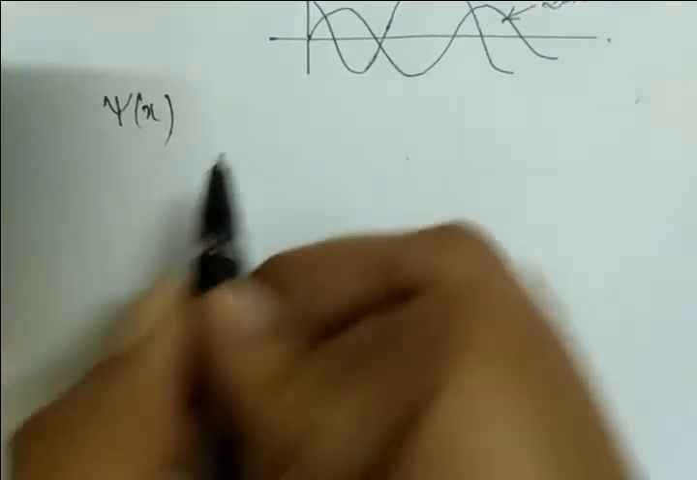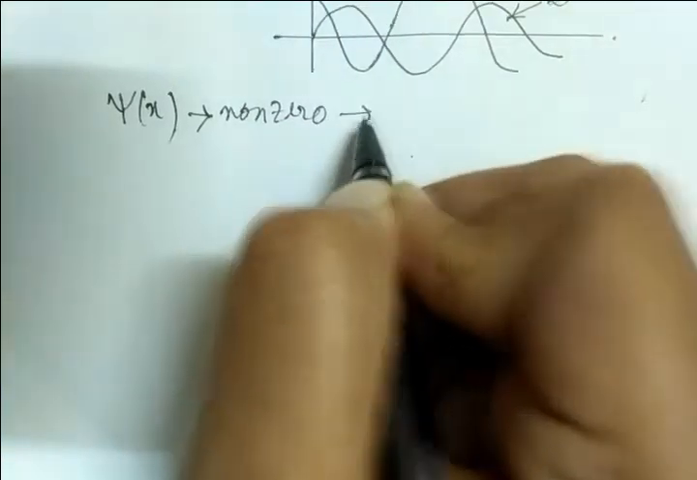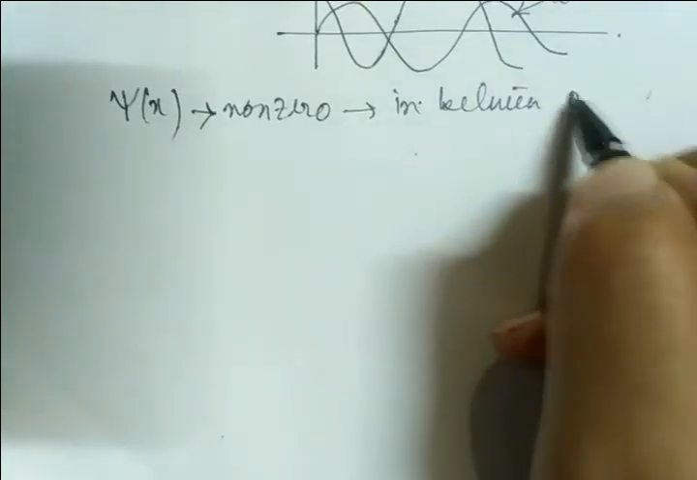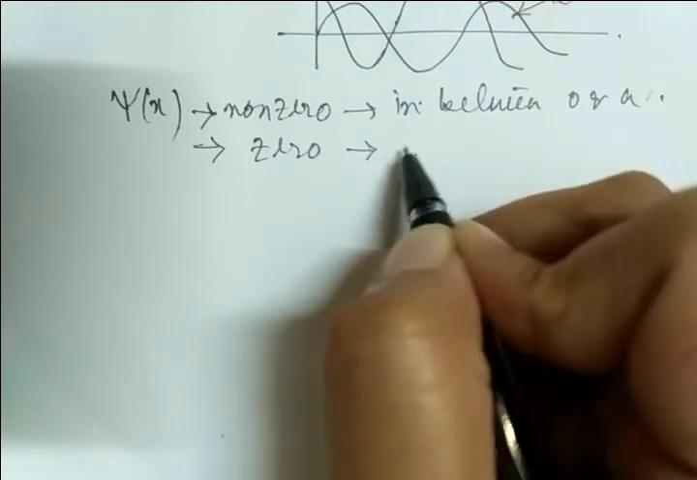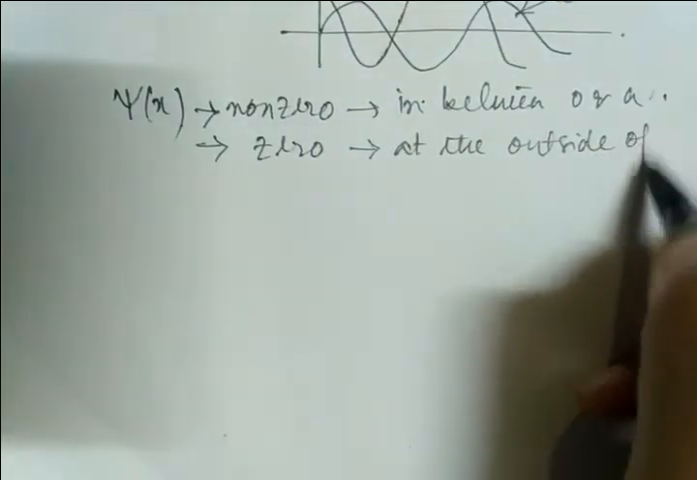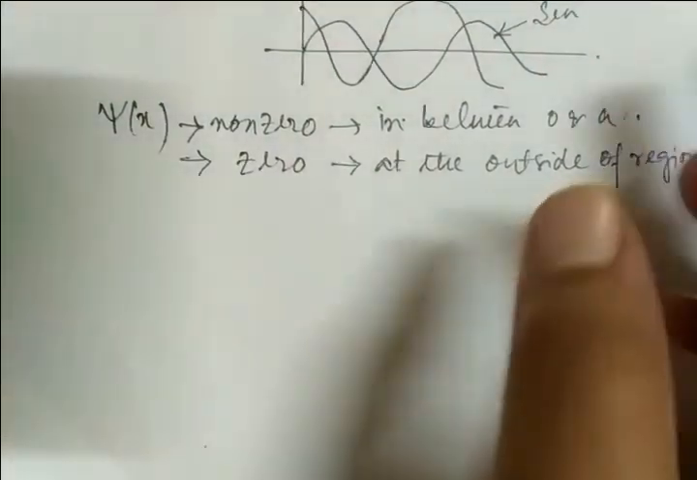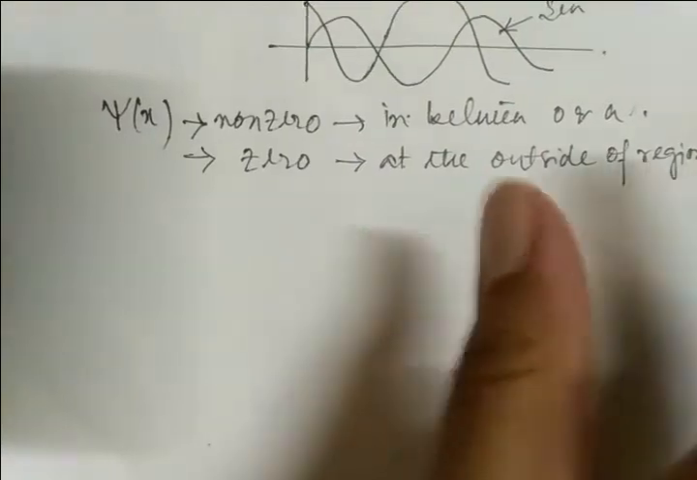So from the previous part, it is clearly known that this has a non-zero value in between 0 and A, and a value of 0 outside of the region, because we have already proved this, right? Because from the previous part, v of x equal to 0 means psi of x equal to 0 in the outside portion, but in the inside portion it is a non-zero value.